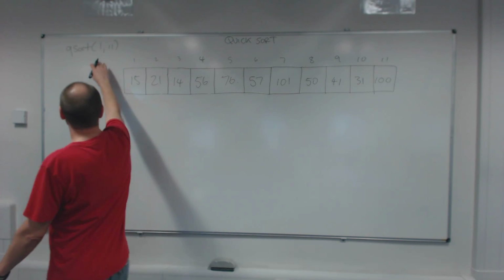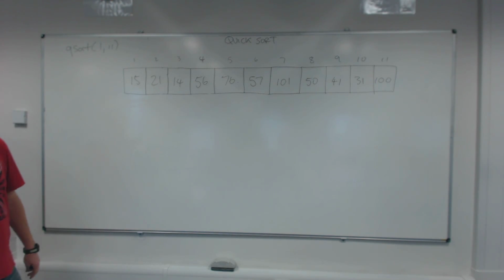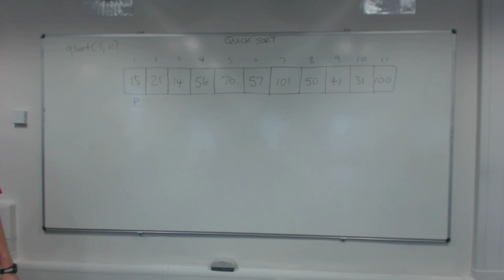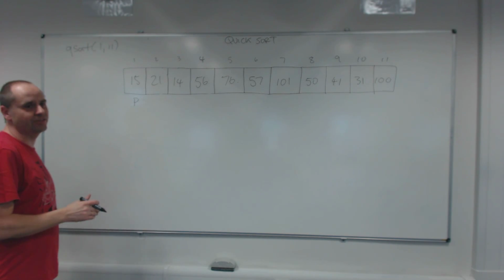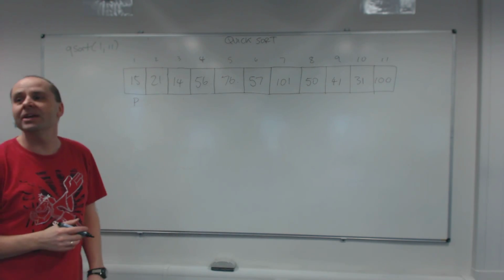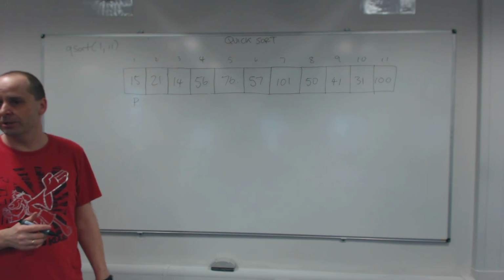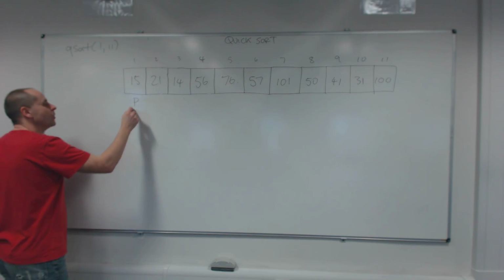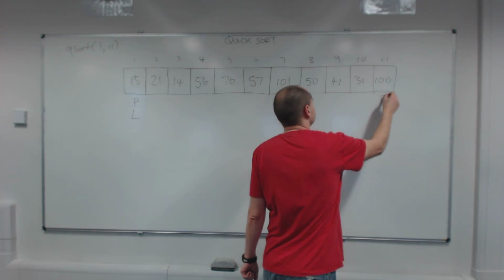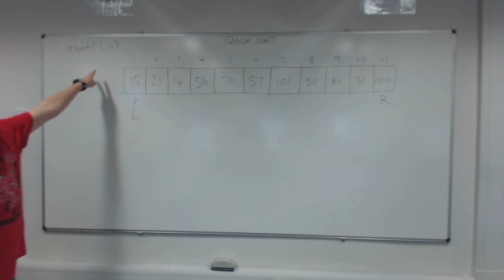So we're going to do Quicksort 1 to 11. We're going to create 3 pointers. The pivot, which we denote with a P, is the number that we're going to separate this list by. So we want to create two lists, one that's got numbers less than 15, which there aren't many of, and one that's got numbers bigger than 15. We also have a left and right pointer, which we set to the values that we've been told to work with.